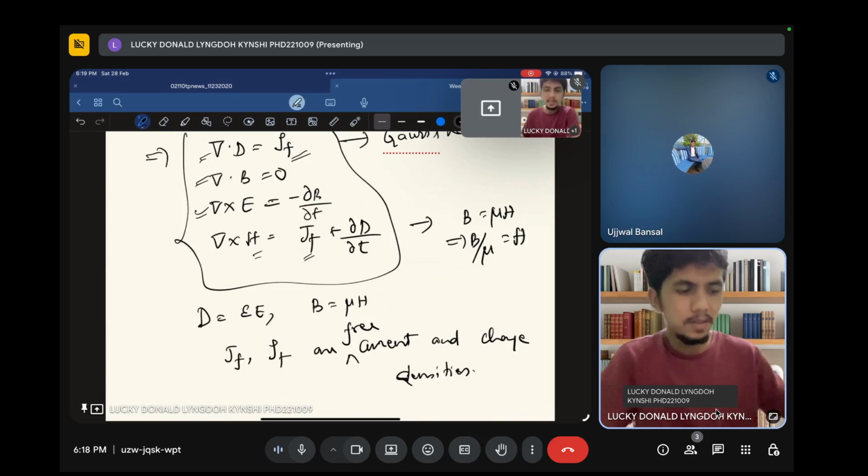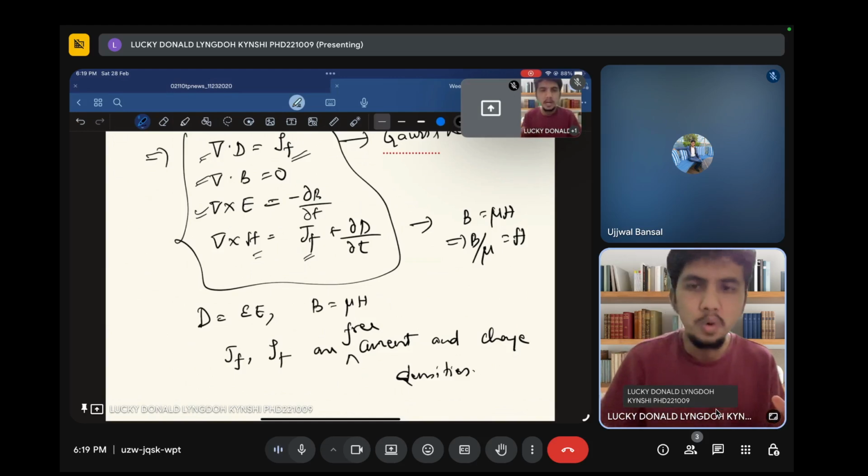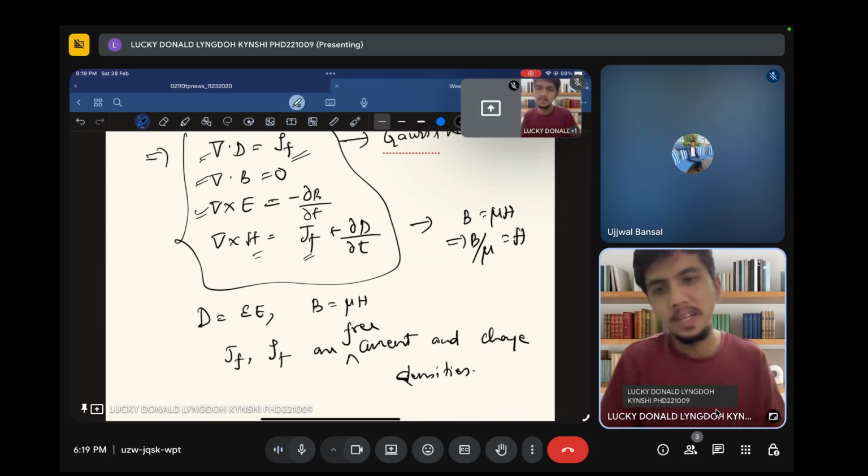Okay, these equations, it's not like I have solved it. You have to know what Gauss's law is, what Ampere's law is, what Faraday's law is. That's it, and then they combine together to get Maxwell's equations. That's it. It's not like I have to solve each of them. No, no. Each law constitutes a part of Maxwell's equations.